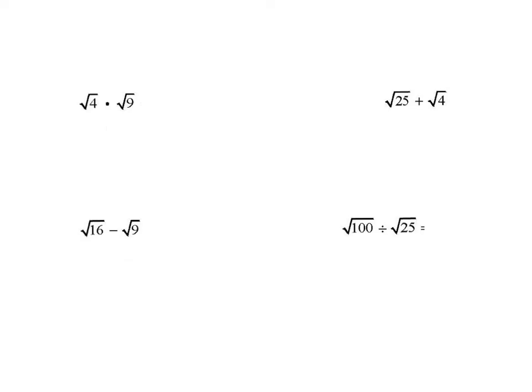Let's take a look at the 4 basic arithmetic operations and see whether they do or don't work with radicals. First of all, multiplication. If multiplication works, then the square root of 4 times the square root of 9 should give us the square root of 36. Let's see whether that works. The square root of 4 is 2, and the square root of 9 is 3. When I multiply those, I get 6, which is the square root of 36. So multiplication appears to work just fine with radicals.